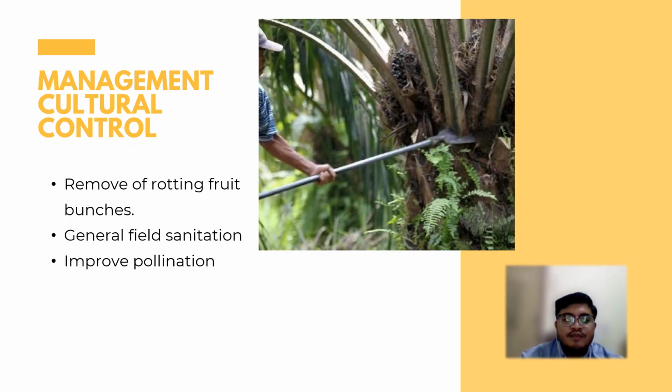So, for the management, the first is cultural control. First is removal of rotting bunches. Then, do general field sanitation to prevent potential infection. Foresee and do not let it build up, which is very important, especially during the wet season, which favors the development of the fungus. A high incidence of bunch rot may indicate that the crop is being grown under poor conditions. And the next is to improve the pollination.